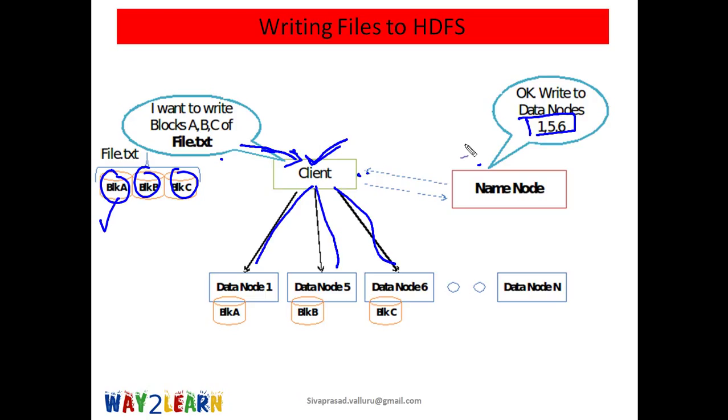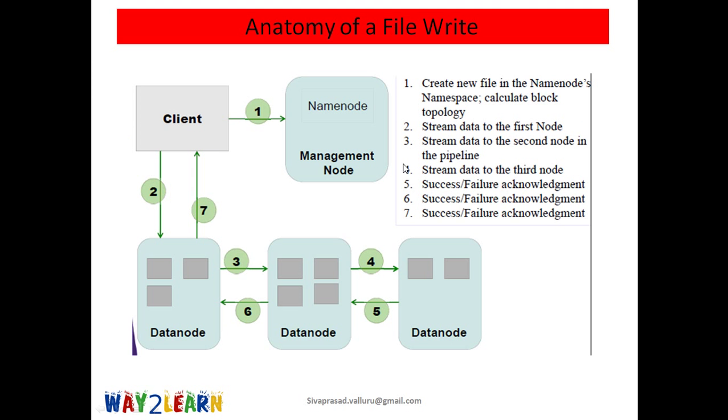Okay? Client only will write the actual data to data nodes. If you see anatomy of file write, let me just tell you. Suppose I want to write a file a.txt of size 100 MB. I'll give my file to the Hadoop client. Client will break this 100 MB file into block 1 of size 64 MB and block 2 of size 34 MB. Then it will ask the NameNode, hey, create metadata for block 1.